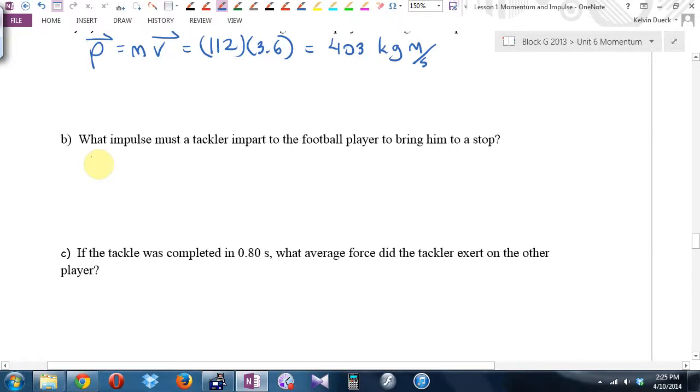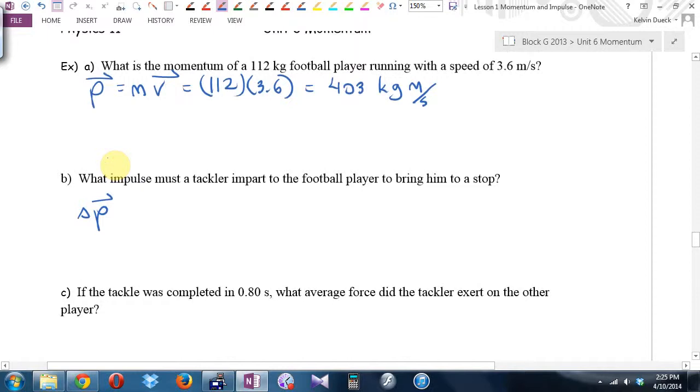Oh, what? What's another word for impulse? Okay, so it wants me to find that. Now, I got two equations. I have one that has forces and times. I have one that has masses and velocities. Which one am I going to use in this question? Masses and velocities. I don't see forces and times. In fact, part C is asking me to find the force, which also suggests I better use a different method right now. So I'm going to use the mv final minus mv initial.